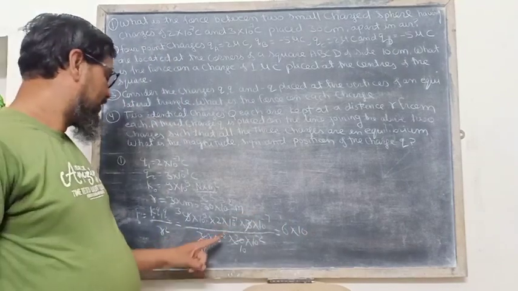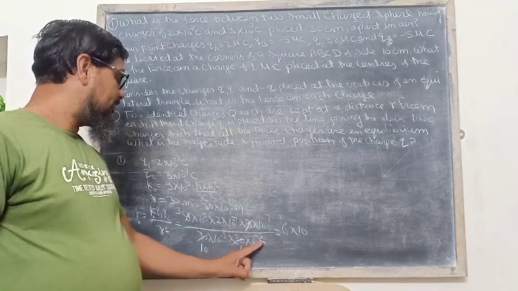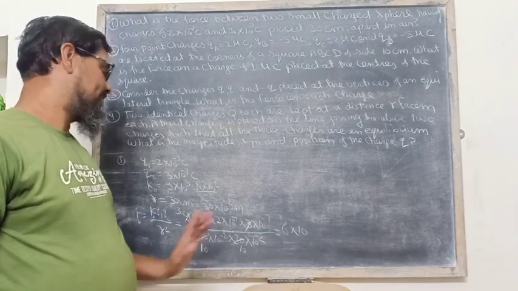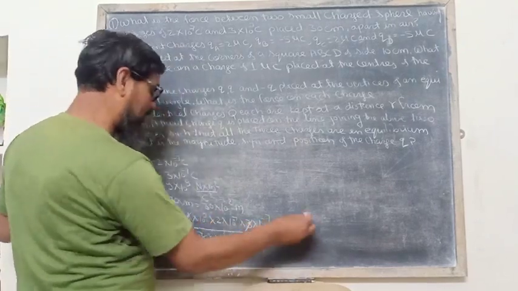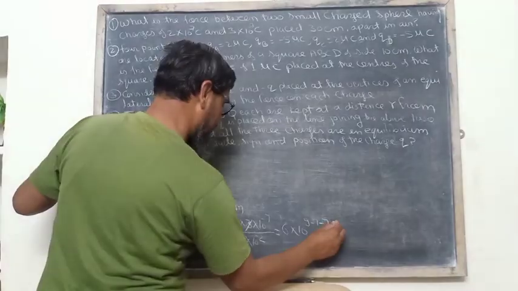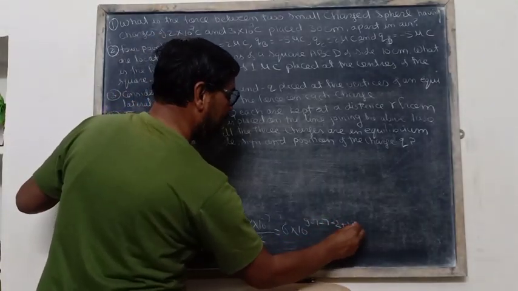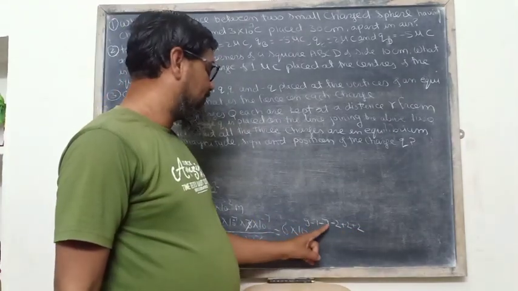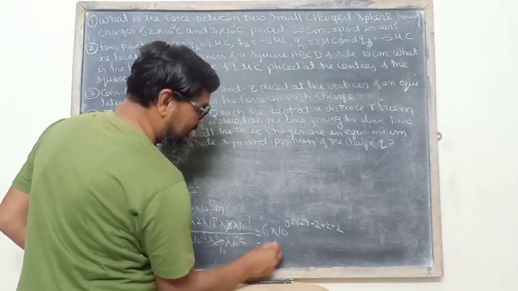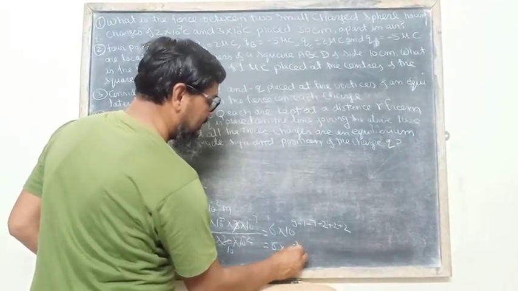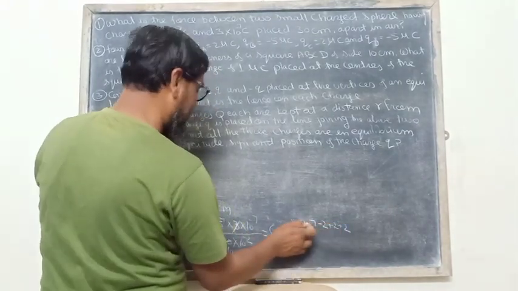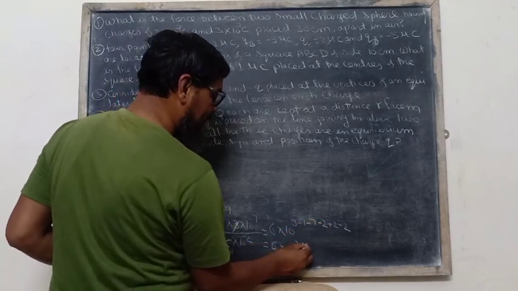On solving the powers: 9 and 2 is 11, and 2 is 13, and 7 and 7 is 14, then 15 and 16. The powers are 9 minus 7 minus 7 minus 2 plus 2 and plus 2. So 7 and 7 is 14 and 2 is 16, 9 and 2 is 11 and 2 is 13. So it will be 6 into 10 raised to the power minus 3.